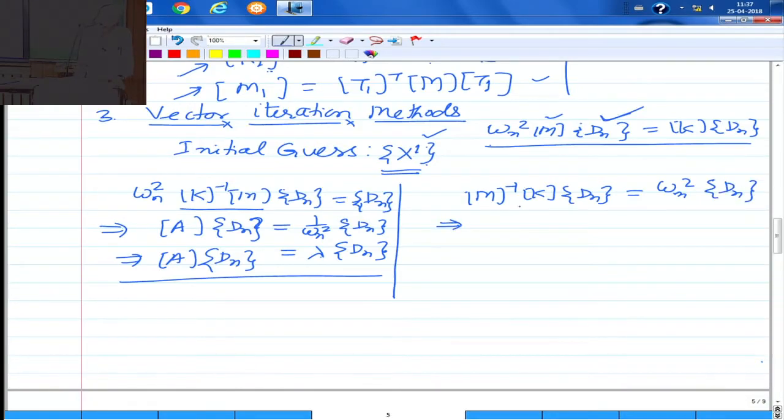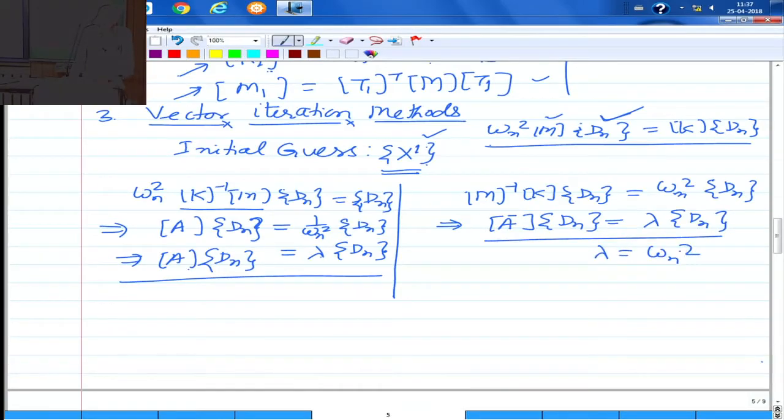I am just using a as a notation; this a here and a here are different, so let me say a bar. So a bar into dn is equal to lambda, which is now omega n square into dn. So this is another form of eigenvalue problem. Here lambda is omega n square, whereas in the earlier form lambda is 1 by omega n square.